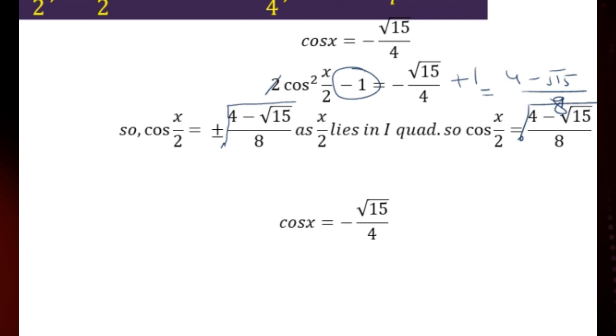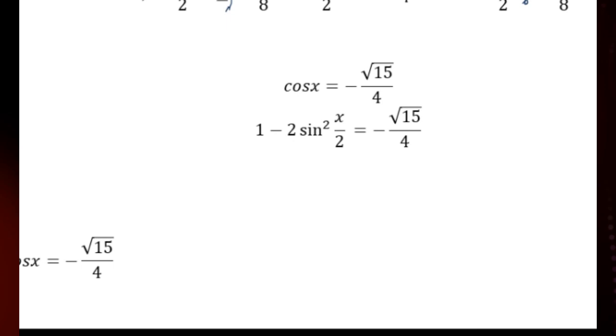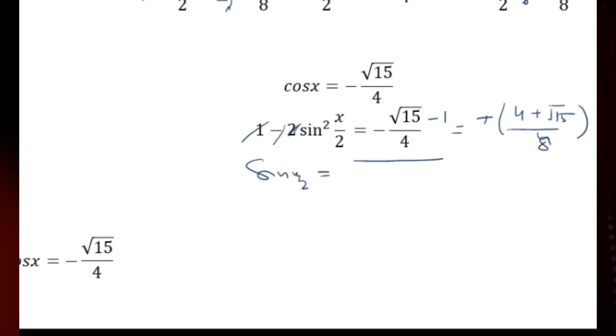So now let's find out sin x by 2. Cos x is minus root 15 by 4, and it is 1 minus 2 sin square x by 2, which will be minus root of 15 by 4. So let's simplify this. First of all, I'll take this plus 1 to the other side, it will become minus 1. And if I take the LCM, and take the minus common, it will become minus 4 plus root 15 by 4. So minus and minus will cancel. The 2 will go to this side and become 8. So the value of sin x by 2 will be root of 4 plus root 15 by 8.